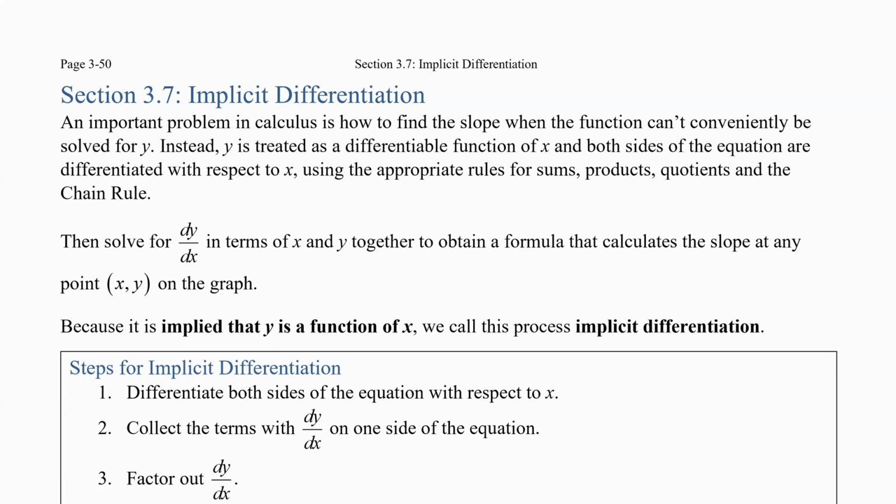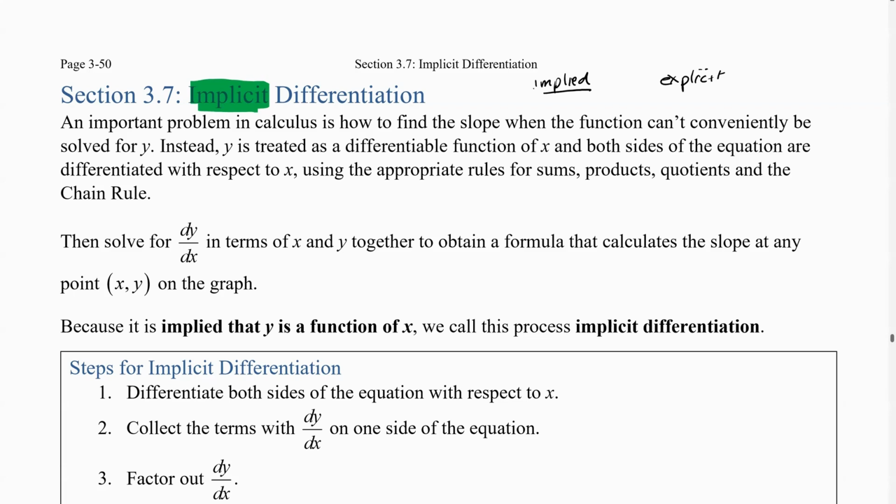Hello, here's a discussion about section 3.7, which is about implicit differentiation. I wanted to take a moment and talk about this idea of the word implicit. I want to remind you that implicit means something is implied as compared to explicit, which means something is directly said.